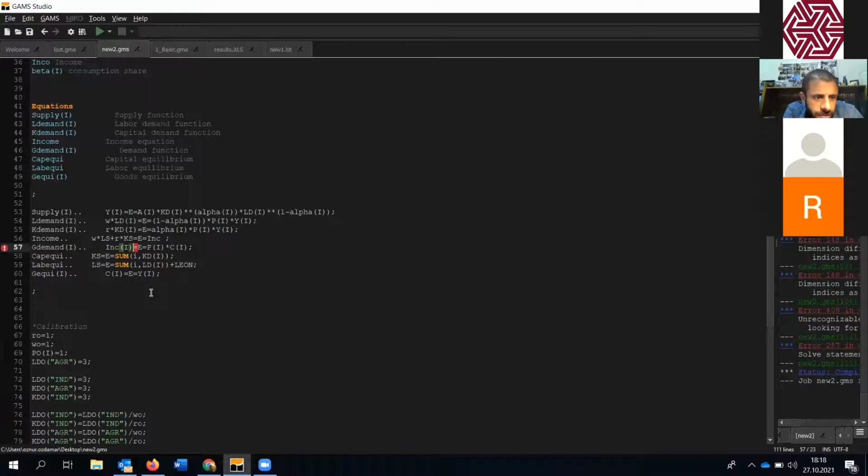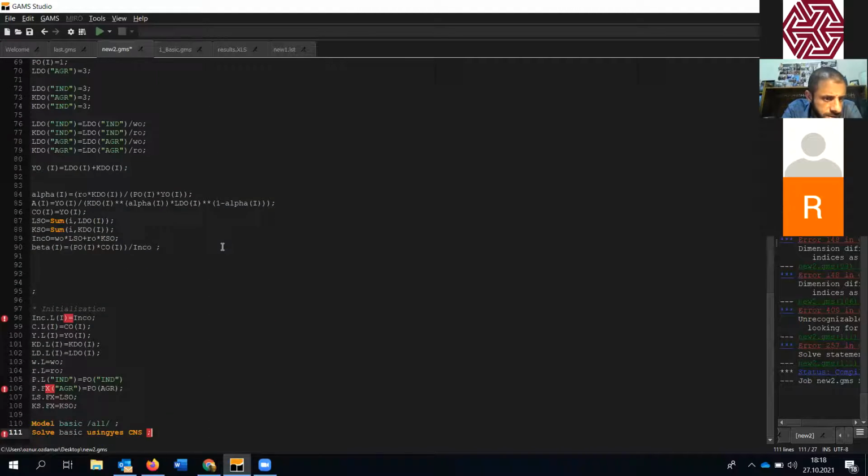We still have some errors, yes, because here, do you see income is indexed over I while it's in line 57. Line 57, income is not indexed over I, so you have to remove the I. Exactly, and you have to multiply income by beta I in this equation. Yes, multiply by beta I. Beta I, okay. Down, please.